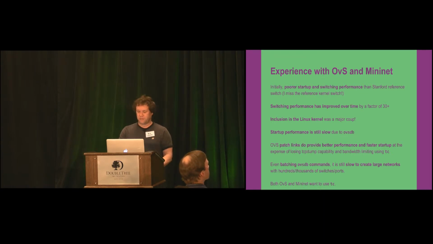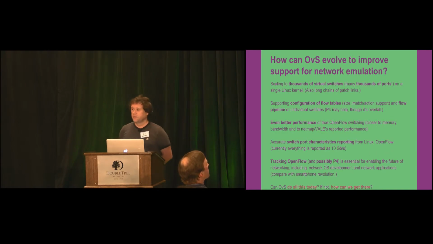We sort of have patches for that. But peacefully coexisting with multiple things that want to use TC is kind of a pain. And so I want to suggest or ask you guys about how OVS could possibly evolve to improve support for network emulation. And one thing I really want it to be able to do is to scale to thousands of virtual switches and many thousands of ports on a single Linux kernel.